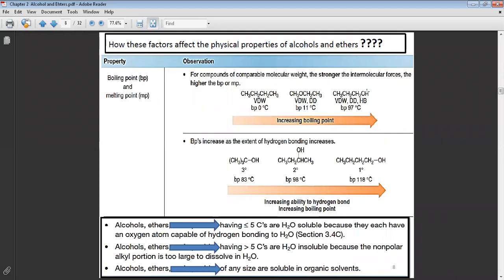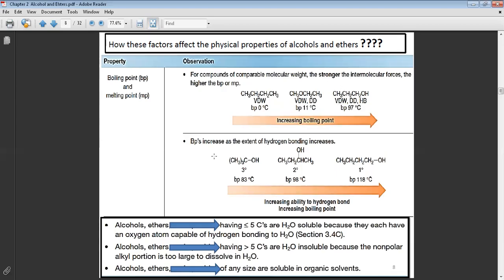Now take this alcohol. Look, just this alkyl group: van der Waals forces. Oxygen-carbon: dipole-dipole interaction. And also we have hydrogen bond, that means we have three different types of bonding: van der Waals, dipole-dipole, and hydrogen bond. We know this will have a higher boiling point and melting point than the others. Look at the boiling point here, 97, so high. If you compare 97 with 11 or 0, there is a big difference between them. Why? Because of the hydrogen bond.